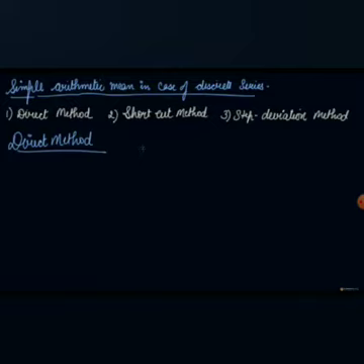The formula to calculate is x bar, which is the arithmetic mean, equal to summation fx divided by summation f, where x is the number of items in the series and f is the frequency in the series. So let's solve it with the help of an illustration.